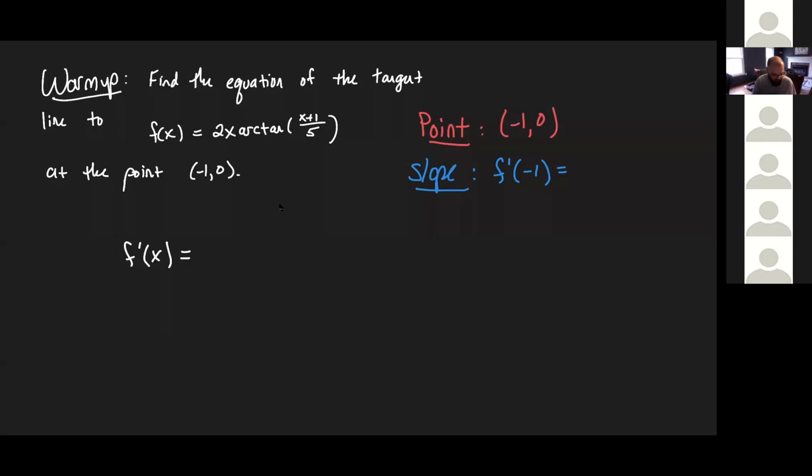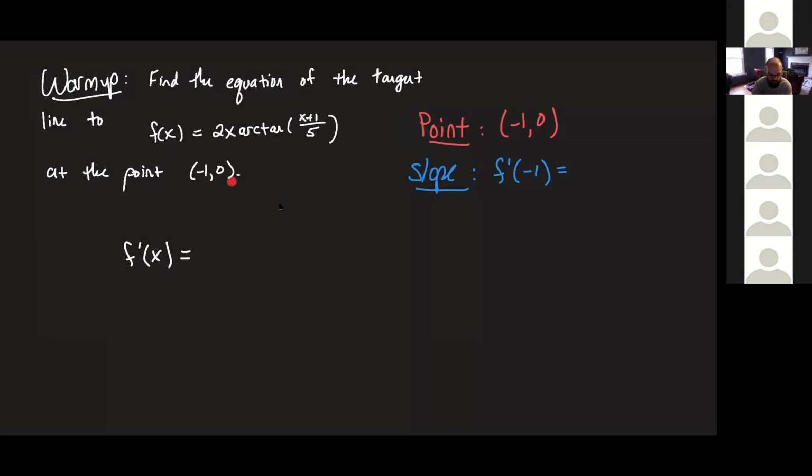So the first thing that we see is I've added some information. So the question was, on the equation of the tangent line to f of x equals 2x times arctangent of x plus 1 over 5 at the point negative 1, 0. So if we're finding the equation of a line, we remember that there's two pieces of information that we want. The first one is a point, right? So we always want to know if I have a point and I have a slope, then I can find the equation of a line.